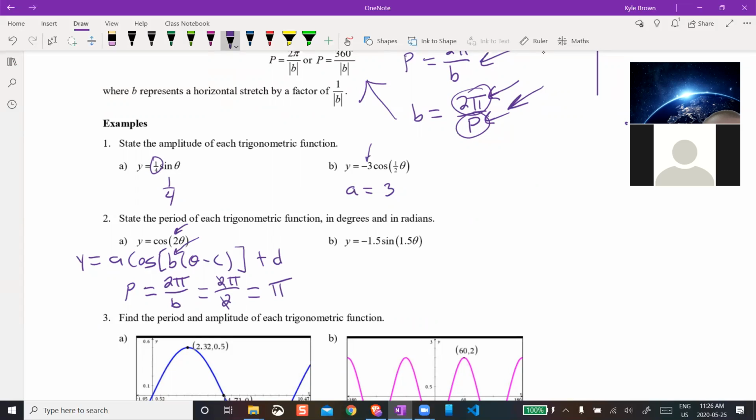Now I can do the same thing with 180. You go 180 divided by 2. Either way, I know pi is the same thing as 90 degrees. So that's going to be my period in degrees.